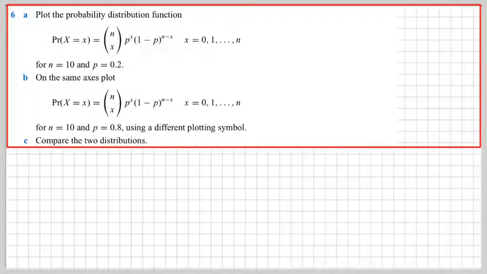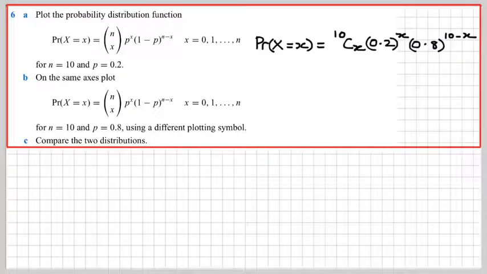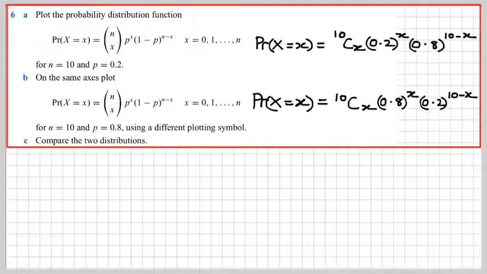Righty-ho. Now I'm going to do them on the CAS in this case. CAS is very cool. That's the formula for that one, and that's the formula for the other. The only difference is that the probability for this one is 0.2, and therefore 1 minus p is 0.8. For this one, the probability is 0.8, and 1 minus p therefore is 0.2. Now let's do the CAS thing.